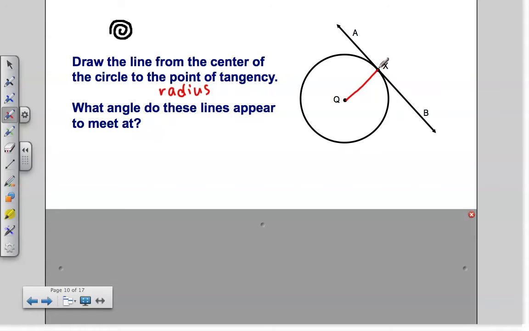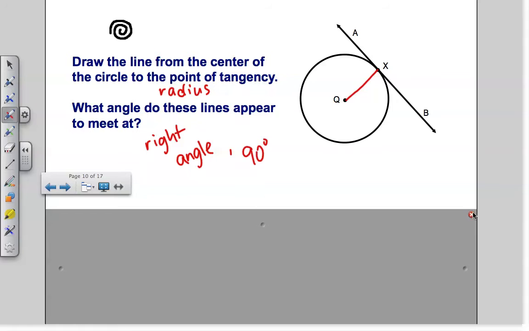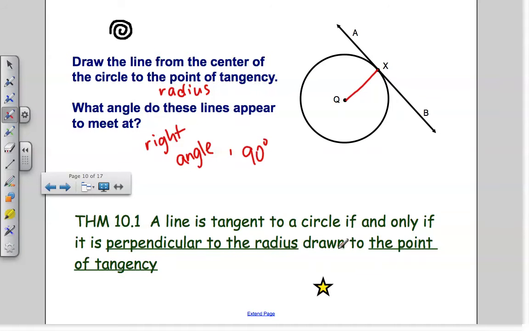I know it's a tangent line because it hits at only one point. And I hope that you're looking at these thinking, it looks like a right angle. It looks like it meets at 90 degrees or that it's perpendicular. And it is true that anytime you have a tangent line and you draw the radius to the point of tangency, they are perpendicular. So this theorem says a line is tangent to a circle if and only if, remember that works both ways, this line is tangent if and only if it is perpendicular to the radius drawn to the point of tangency, meaning that that would have to be a right angle.